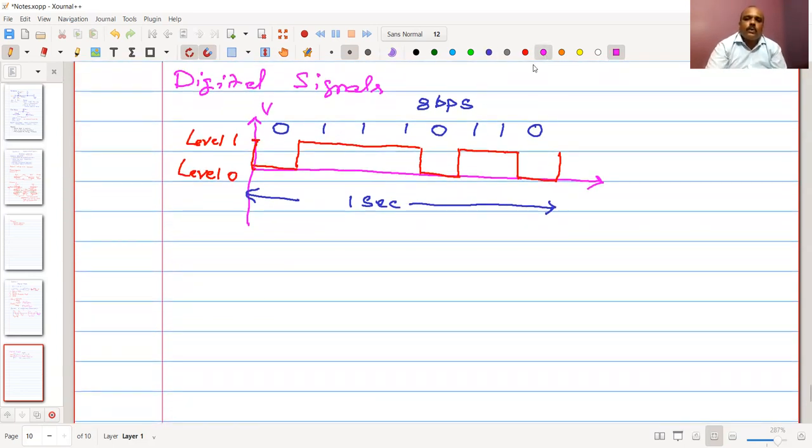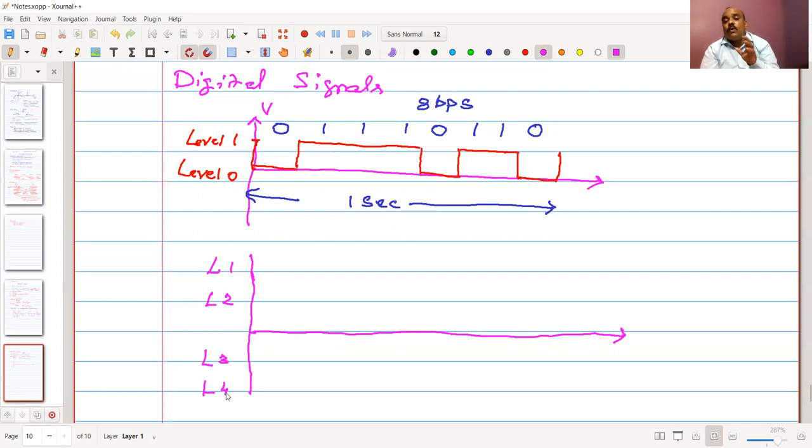Now, let me use a different mechanism. Instead of just using 2 levels, I will be using 4 levels. So let's call these L1, level 2, level 3, and level 4. Since I'm having 4 levels, I cannot use 1 bit for each level. I need data for each of these levels. So just by observation we can see, I need 2 bits.